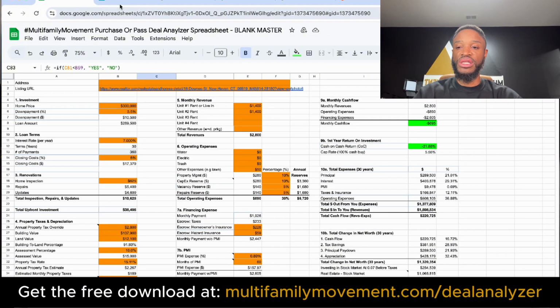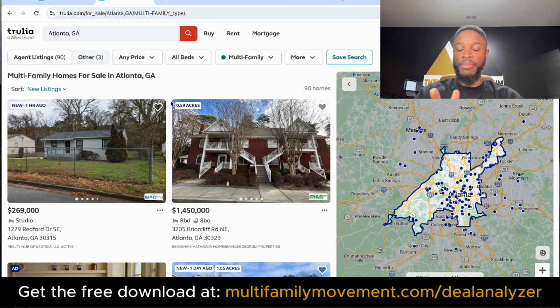So now let's actually look at this deal that came across Trulia today, okay? And it is a fourplex for $1,450,000. Now, I know this market really, really well. I'm almost certain that this property is not going to cash flow, because in multifamily real estate investing, we have something called the 1% rule.